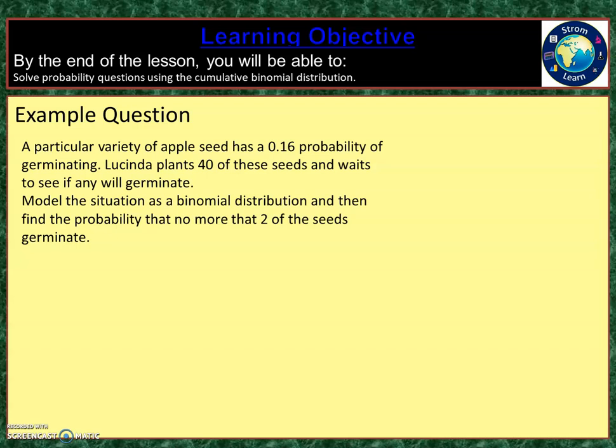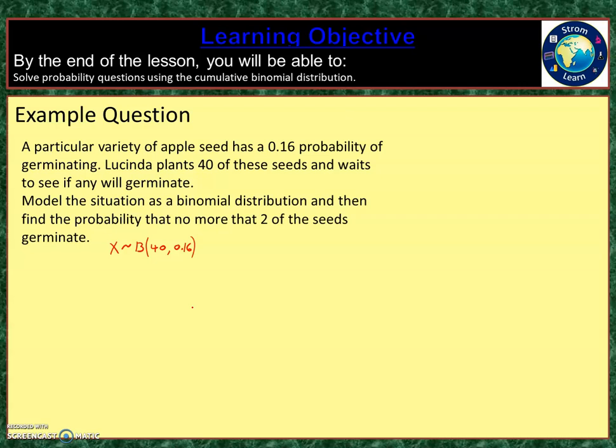So the first part of this says to model the situation as a binomial distribution. So we can look at this in much the same way as we did with the last video. So we can say that our distribution X is a binomial distribution and the parameters are 40, 0.16, which is the number of trials and the probability of a successful trial.